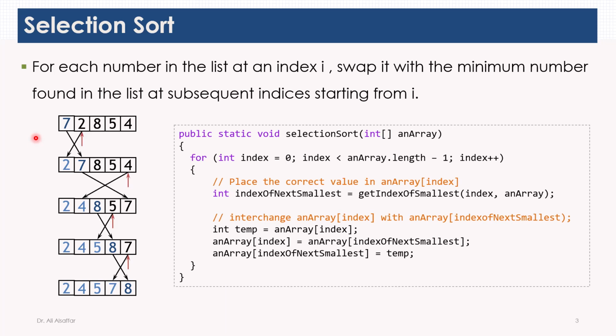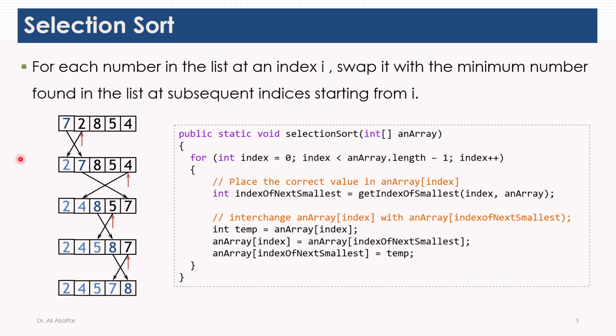When index is equal to 0, we are referring to the element 7. So 0 is given as an input parameter, and the array itself. So this method will search from index 0 until the end. Where it will find the smallest integer, it will find it here. What is its index? Its index is 1. So 1 is returned as the index of the next smallest integer. So therefore, it will make a swap between these two indexed variables, and the swap is done by these 3 lines.